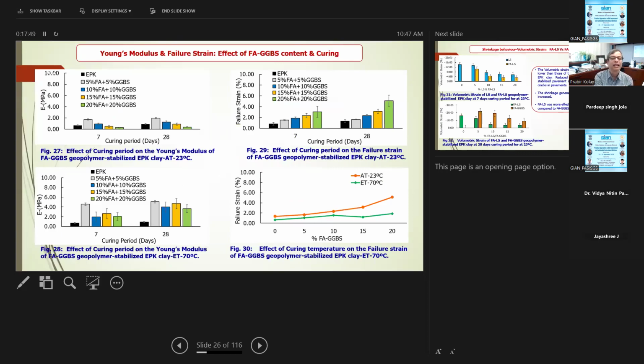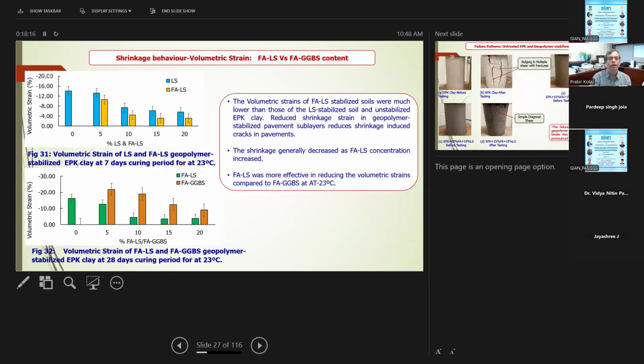So this is again the modulus of elasticity for different combinations of the EPK clay, fly ash, or GGBS mixture for elevated temperature. The first two are the normal temperature. The bottom one is the elevated temperature. What are the values of UCS, E values, and the failure strain? And then how much is the volumetric strain? Also, we calculated over here for the lime sludge and then lime sludge with fly ash. So when lime sludge and fly ash are mixed, obviously the volumetric strain is decreased.